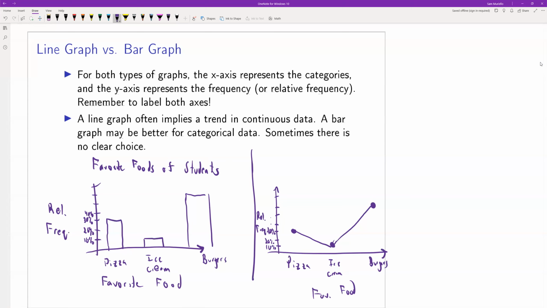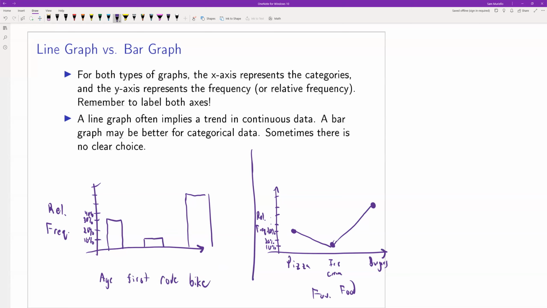For example, let's suppose that I take the exact same graphs, same relative frequency, but instead, I'm going to change the x-axis to instead say, let's make it this way. So we'll say age the first rode a bike. And we'll say 9, 10, and 11. Change the second graph as well.